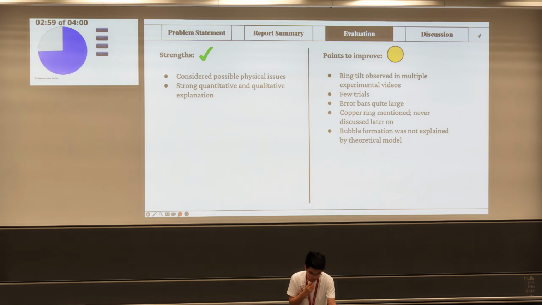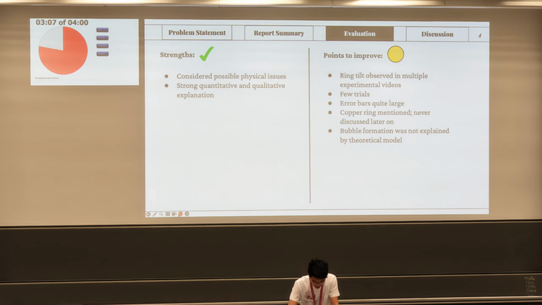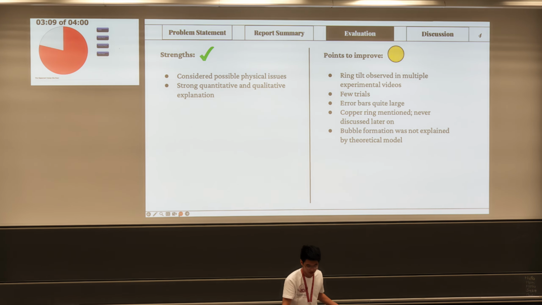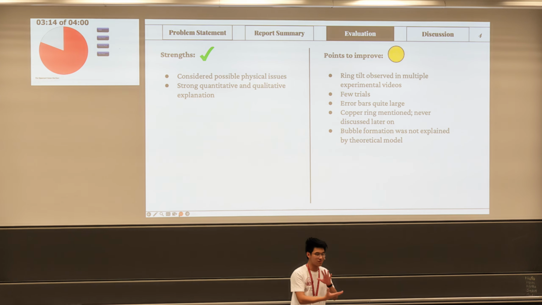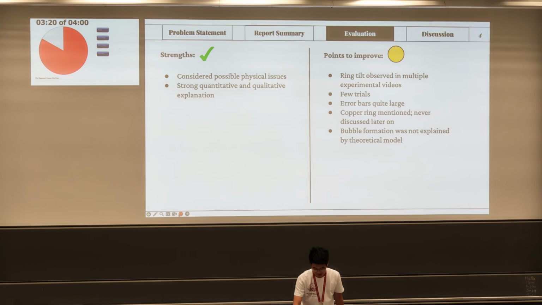And then the error bars were quite large as well. We understand it's a hydrodynamics problem. We believe that many more repeated trials would definitely minimize the SD. And then they mentioned the copper ring, but they never discussed later on whether the material actually affects the ring fountain. And then the bubble formation was also not explained by the theoretical model.